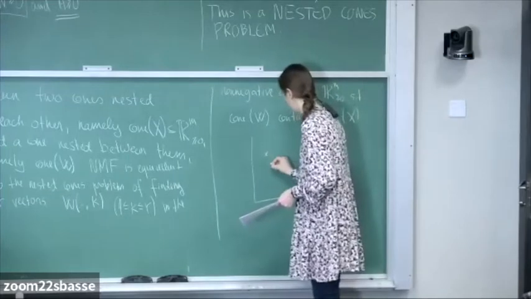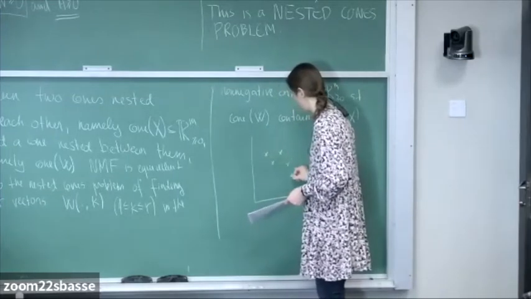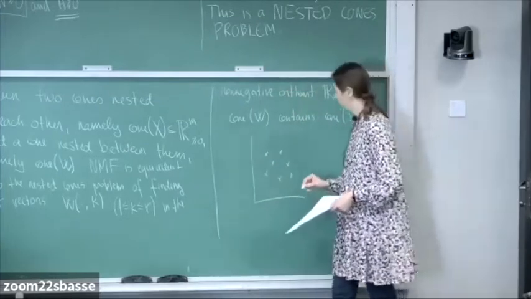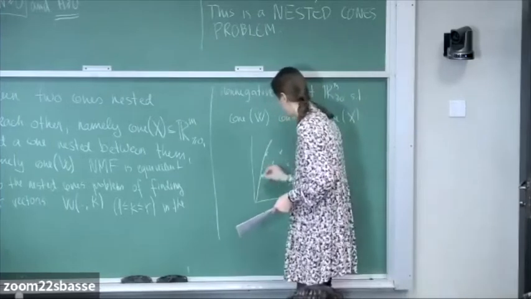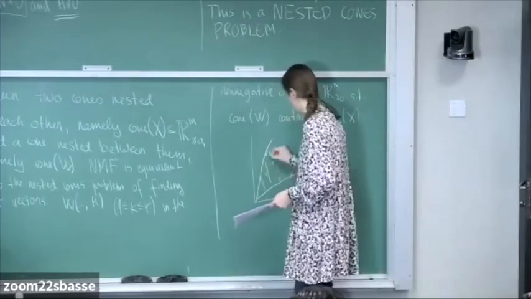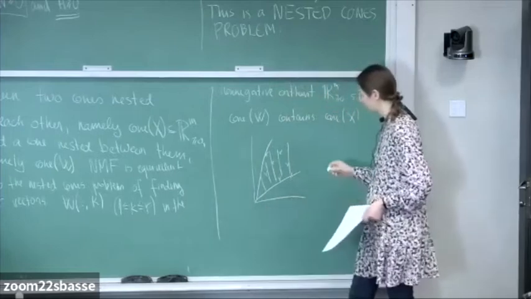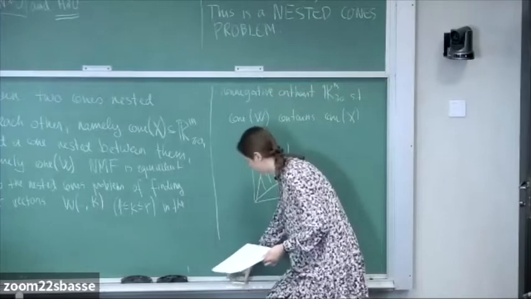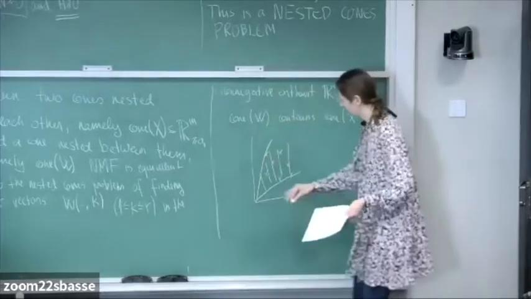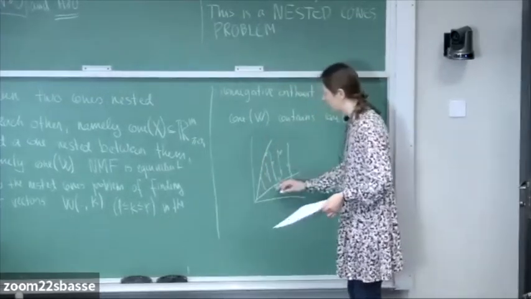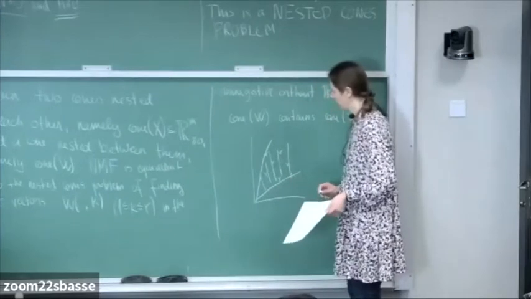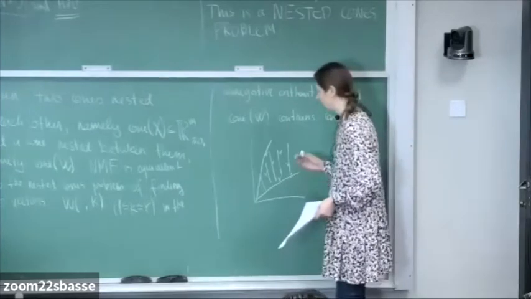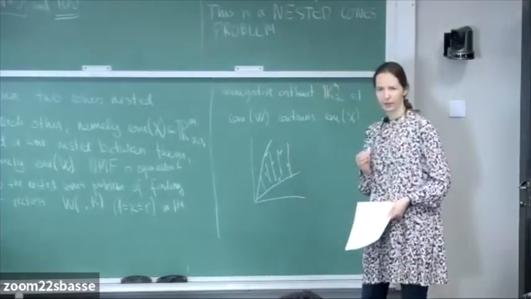So let this be the columns of X. Then the cone of X is this cone over here, right? Otherwise the picture gets very complicated. We also have the cone of the non-negative orthant.